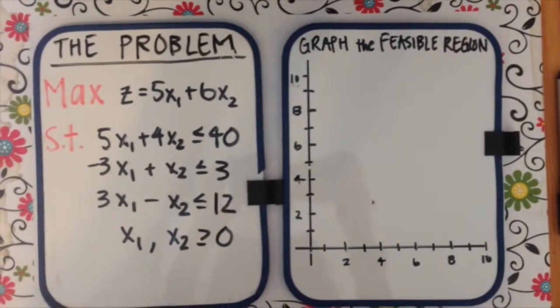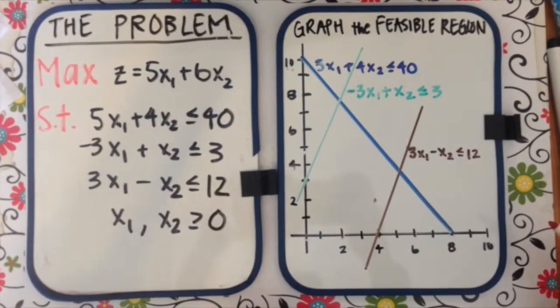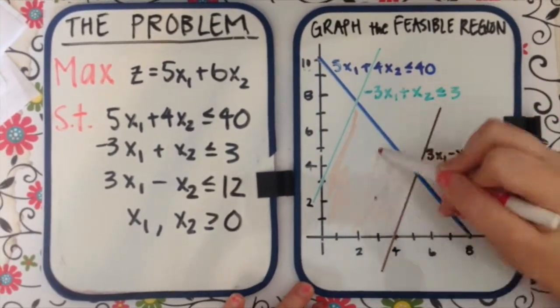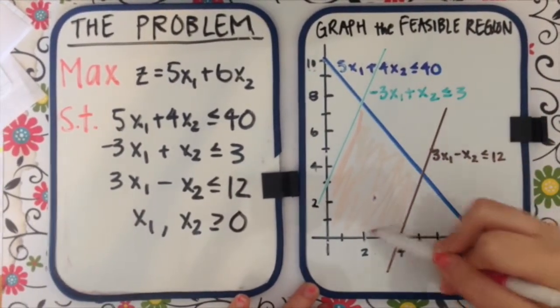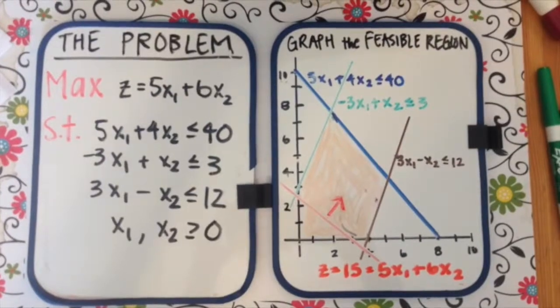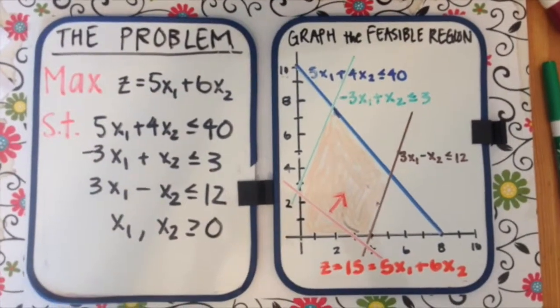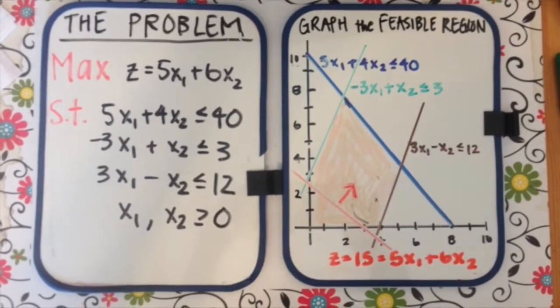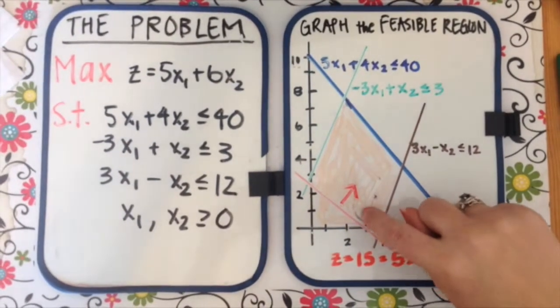Now we are going to graph the feasible region. Our feasible region is contained within these three constraints in this area. The final line that we've graphed is the isocontour line for z equal to 15. This shows us the direction of improvement.